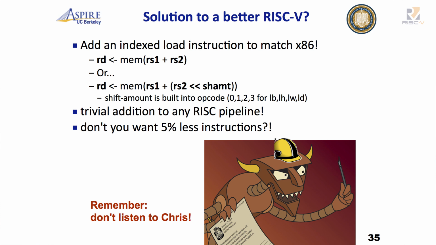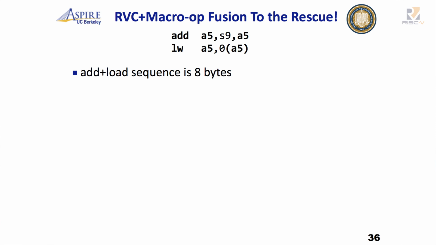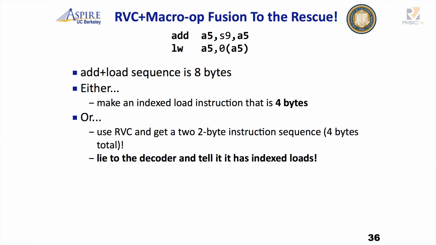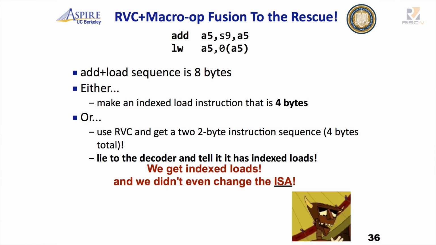Okay, let's take a step back. What we're trying to do here is we have these 2 instructions, an add followed by a load. This is an 8-byte sequence in our code. And our proposal was let's turn that into a single instruction that's only 4 bytes in size. But we have this compressed ISA, and we have macro-op fusion. So suddenly with the compressed ISA, the add becomes 2 bytes, and then the load becomes 2 bytes, and they're sitting right next to each other. Well, we can just lie to the decoder and tell it you have indexed loads. So this is great. We can get indexed loads, and we didn't have to change the ISA to get it.